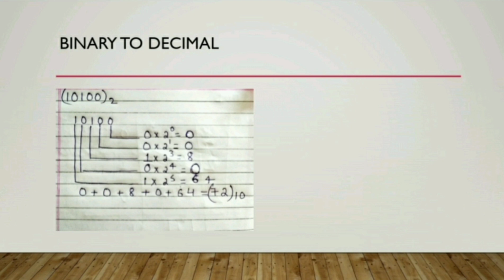For decimal places, we start from 0, counting from right to left. Take this number, 10100. We do it like this: 0 times 2 to the power 0, 0 times 2 to the power 1, and so on.